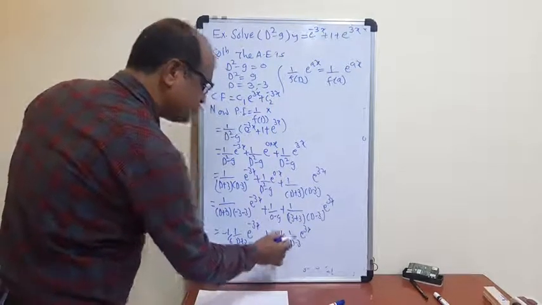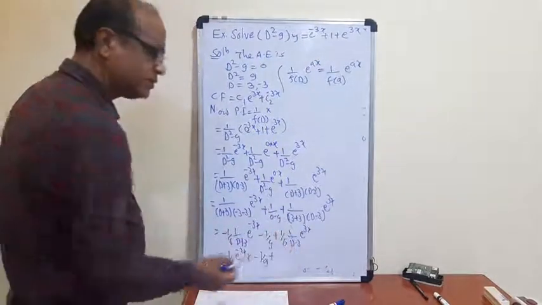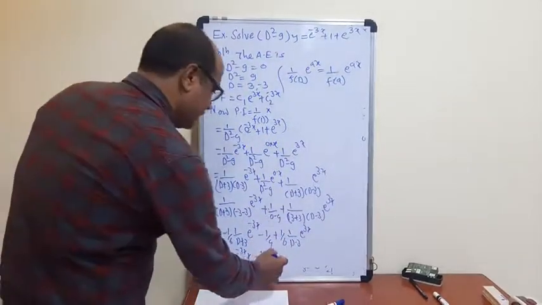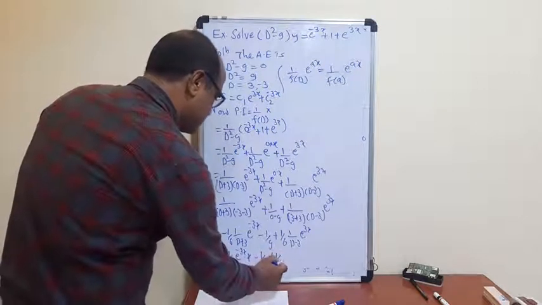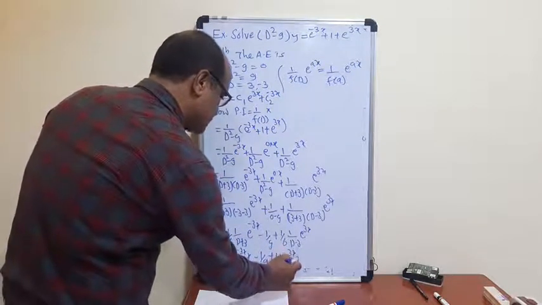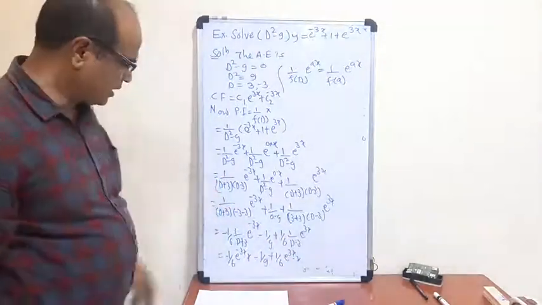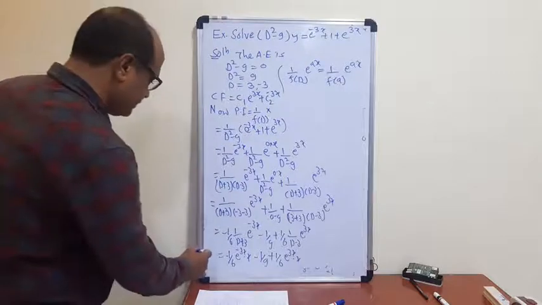This is also a 0 factor. Put d is equal to 3, we get 0. So we write here directly 1 upon 6 into e raised to 3x into x divided by 1 factorial, that is 1 here. So this is a PI.